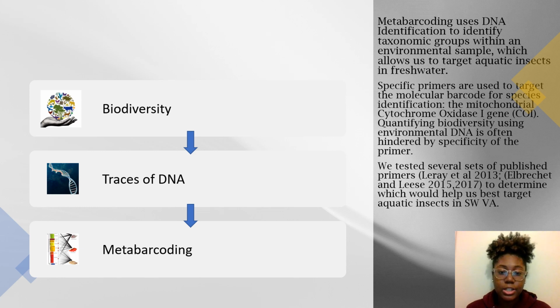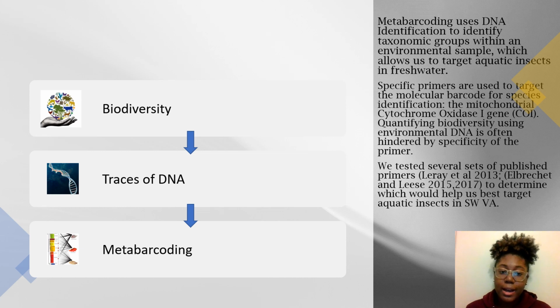The identification of species is reliant on the matching of the sequences with reference to their barcode, which are in open source databases. Specific primers are used to target the standard barcode region of the genome for identification, which is the mitochondrial cytochrome oxidase gene, or shortly known as the COI, in animals.